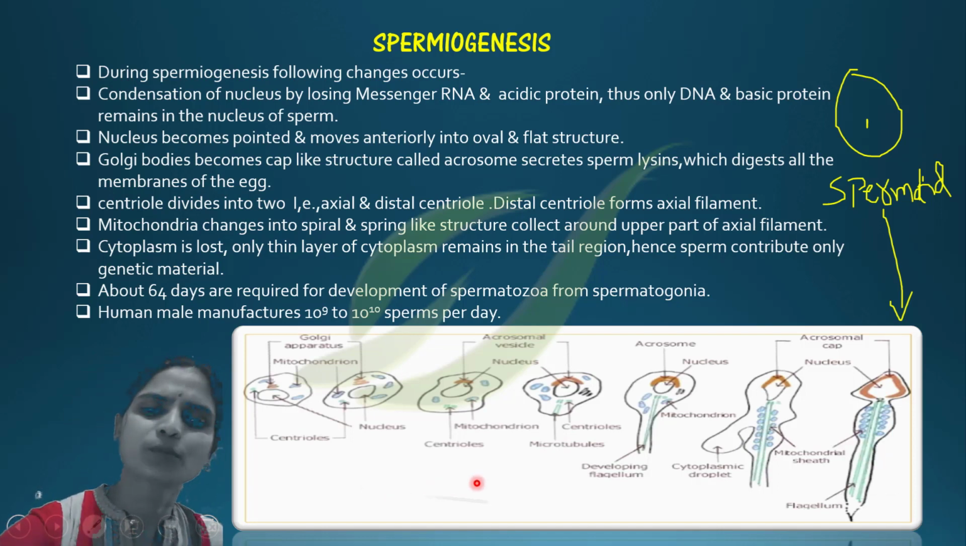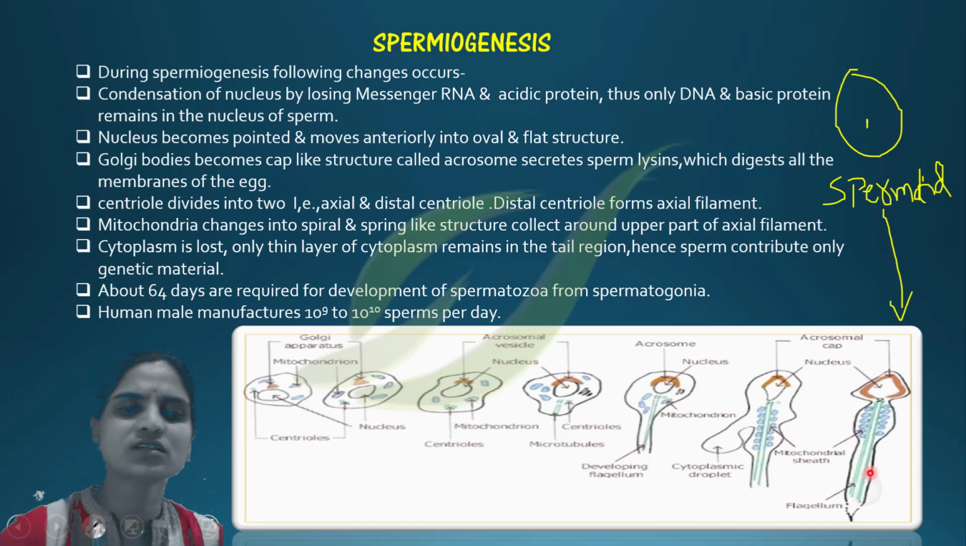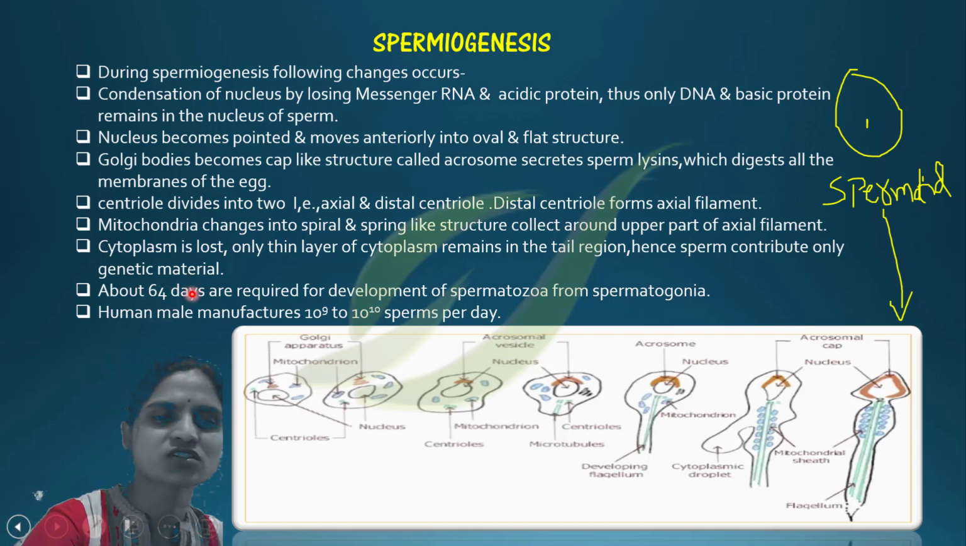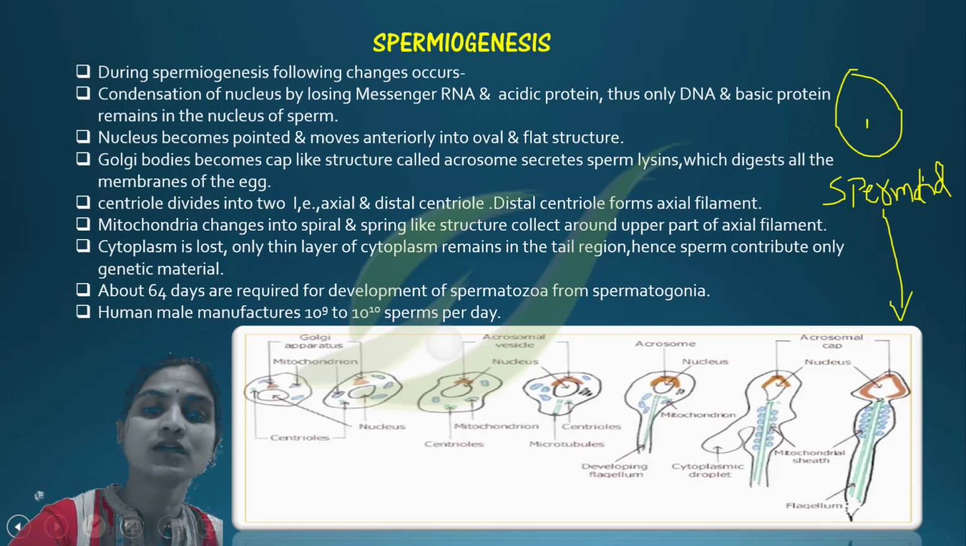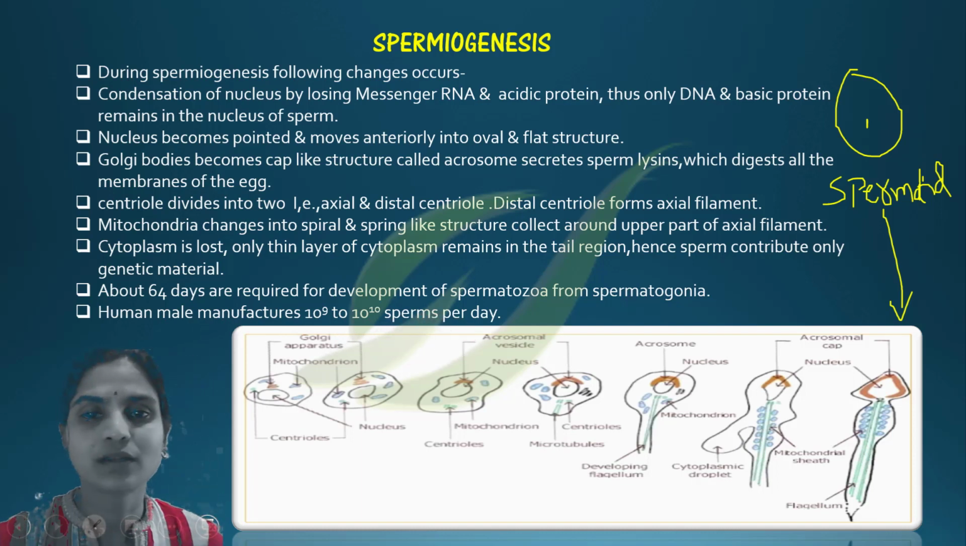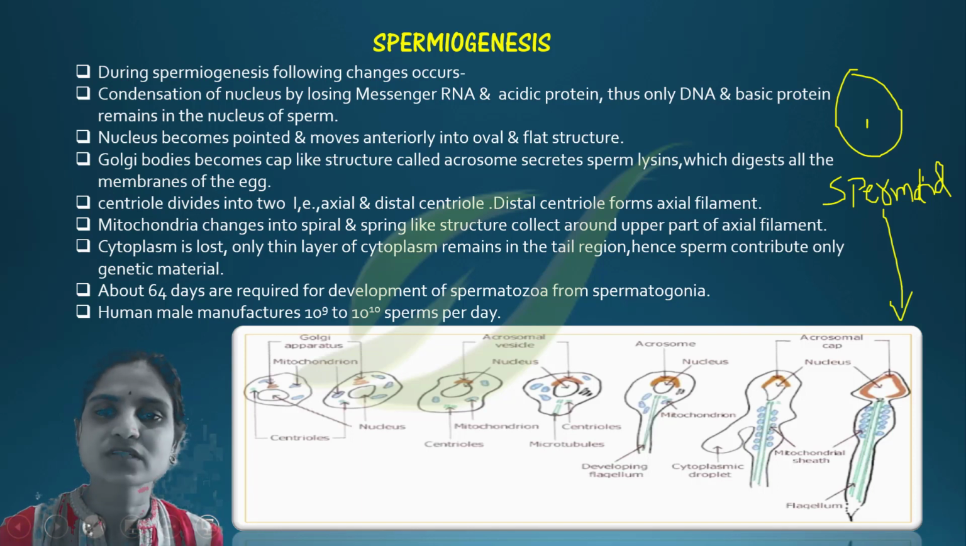The complete process of spermatogenesis takes 64 days. And we can tell that a human male manufactures 10 to the power of 9 to 10 to the power of 10 sperms per day. In the next session, I am going to discuss the structure of the sperm.